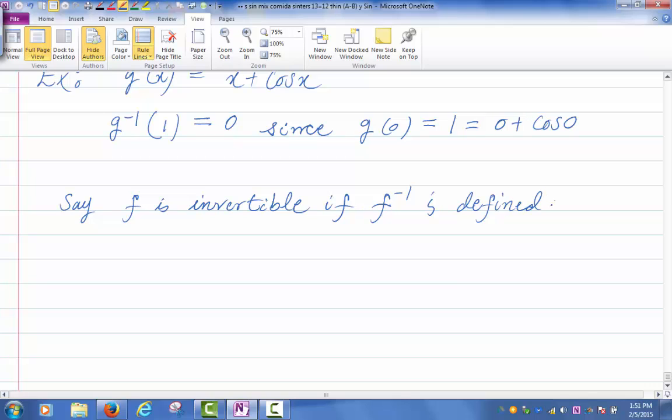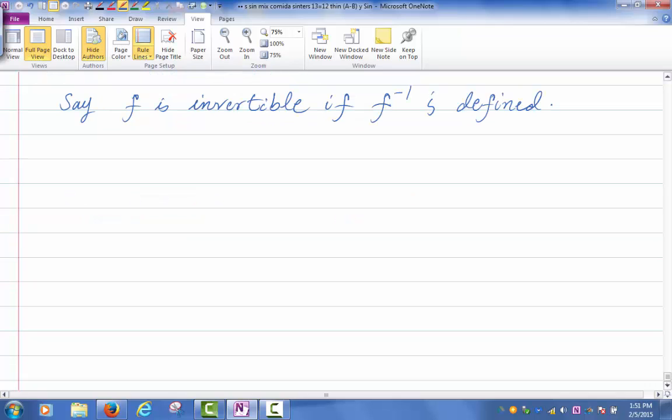What I mean to say here is that basically f is invertible if f is what? 1 to 1, right? If f is 1 to 1, f has an inverse, and that's when we say that f is invertible. If f is not 1 to 1, then it's not invertible. All right, so this is just to introduce you to the word invertible, okay?